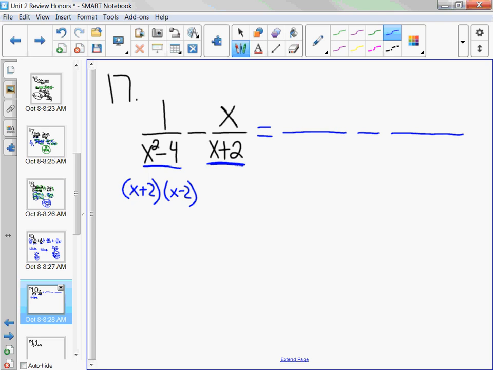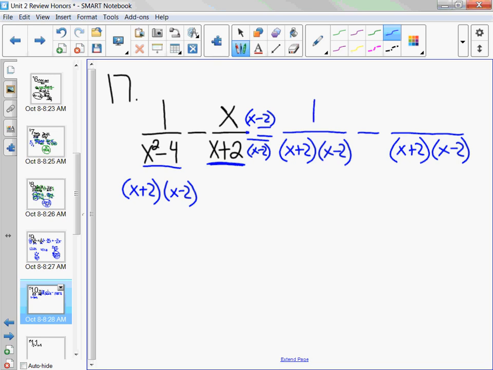We know we have to take each factor that occurs, which is x plus 2 and x minus 2. So I have x plus 2 times x minus 2 as my common denominator. And I notice that the one on the right is missing x minus 2. So I'm going to multiply the top and bottom by x minus 2. That's my special 1. My first fraction had the common denominator already, so I just leave the 1 there.